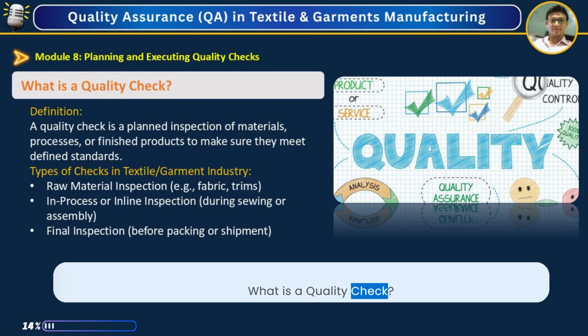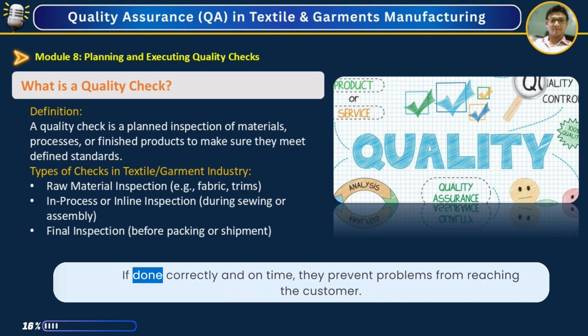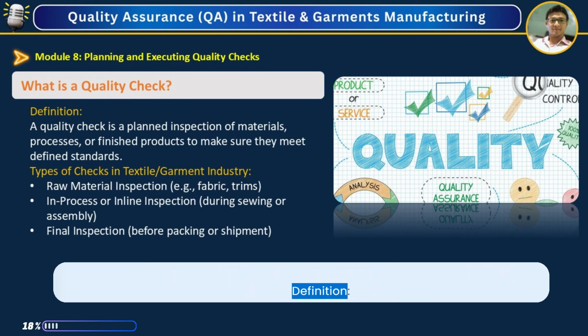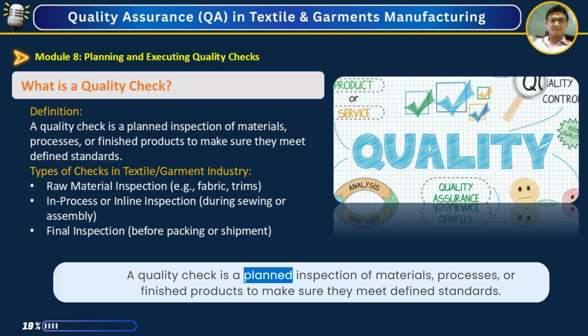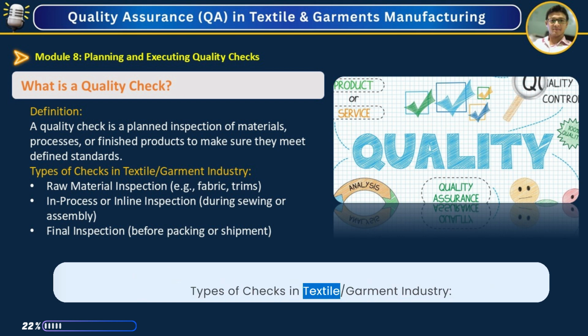What is a quality check? Each check acts like a safety net. If done correctly and on time, they prevent problems from reaching the customer. Definition: a quality check is a planned inspection of materials, processes, or finished products to make sure they meet defined standards. Types of checks in textile garment industry.